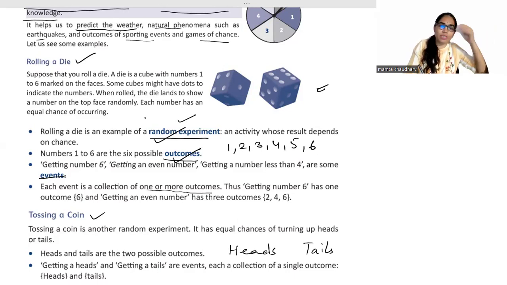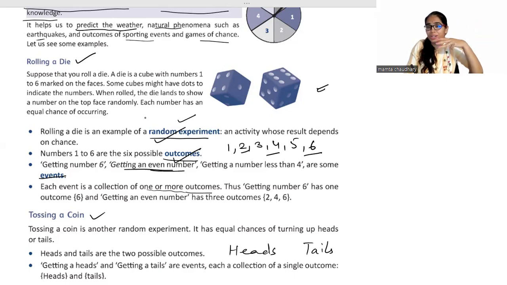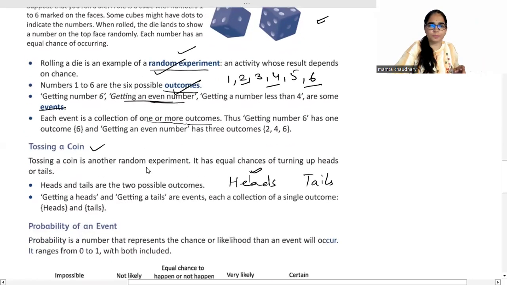Clear? Now, an event can be the collection of one or more outcomes. For example, as I have taken, getting an even number. So here 2, 4, 6, 3 numbers are even numbers, so it is more than one outcome. But if I take heads, there is only one. So it can be one or more than one. So I hope now these three things are clear: what is random experiment, what is outcome, and what are events.